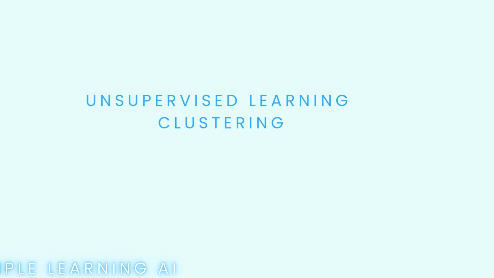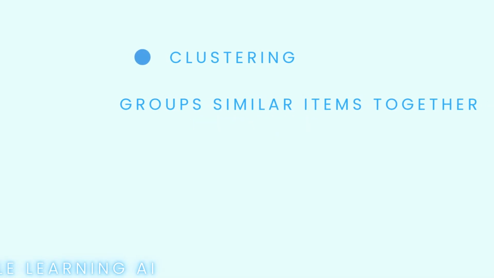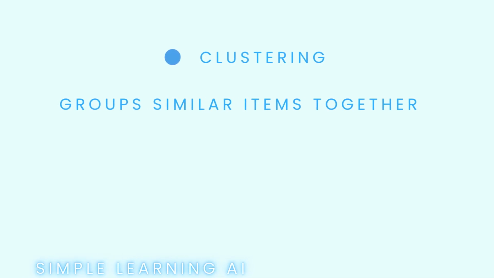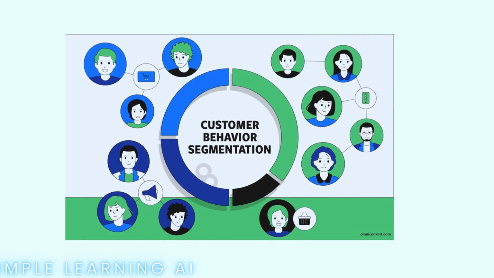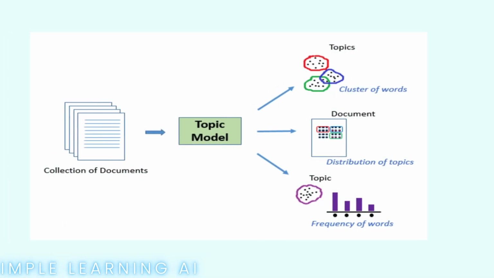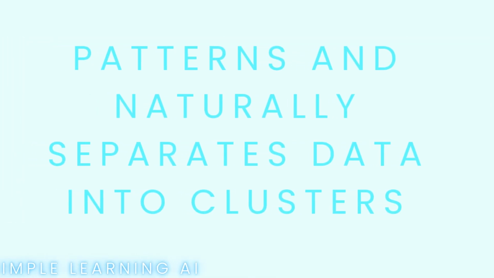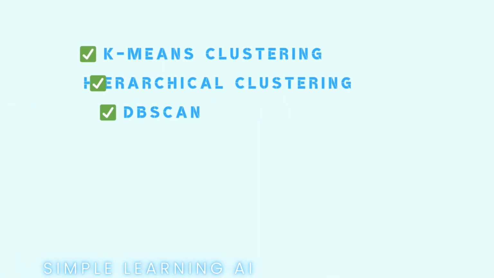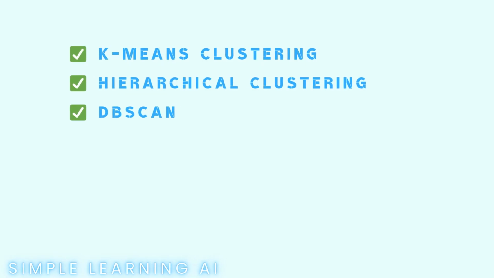Alright, moving on to unsupervised learning, where the machine learns without any labeled answers. One of the biggest tasks here is clustering. Clustering is when the machine automatically groups similar items together without anyone telling it what the groups should be. Examples include grouping customers based on their shopping habits, finding topics in a bunch of news articles, grouping animals by similarities without knowing their species. The machine looks for patterns and naturally separates data into clusters. There are different ways to do clustering, like K-means clustering, hierarchical clustering, DBSCAN. Each method has its own style, but they all share the goal: find hidden groups in the data.